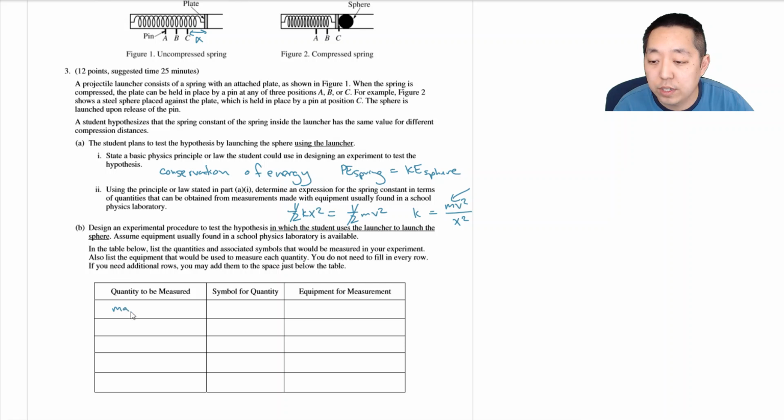The quantity to be measured is the mass of the sphere, m, and we'll use a scale. We want to measure velocity, we'll call it v, and I would use a high-speed camera. You could also use some kind of position sensor or a velocity sensor. And then you want to measure distance. Well, not distance, but displacement. I guess displacement is the best way to word it. Displacement of the spring, we'll use the term x, and that's measured with a meter stick or ruler.